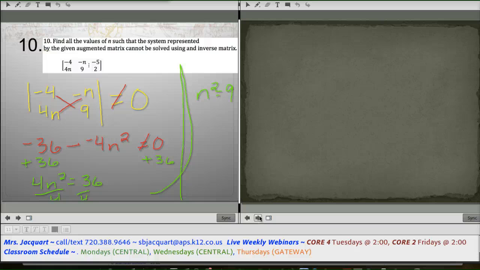And then we square root both sides. So n, and we don't want it to equal, right? Don't want it to equal. n cannot equal plus or minus 3. If it does, then you can't have an inverse.